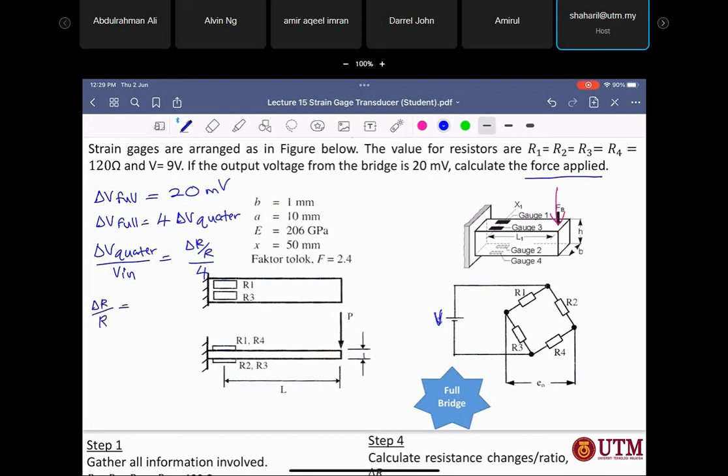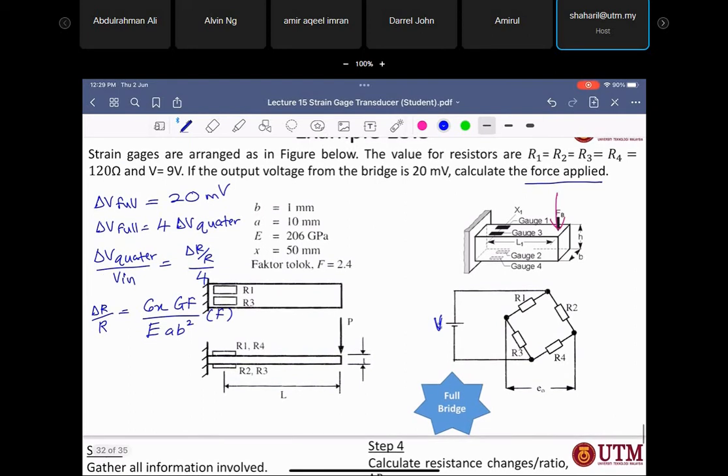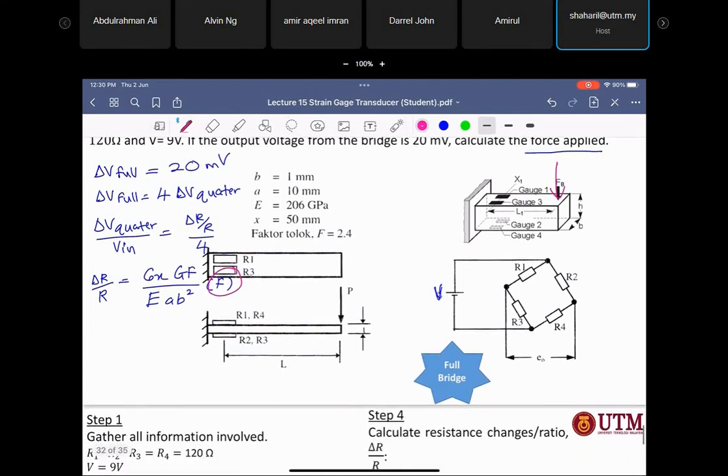equal to 6x times the gauge factor over the modulus Young, A B squared, and then you times with force. Right. So the question asks you to find this guy, force. Maybe force be with you, right? May the force be with you. The question asks you to find the force.